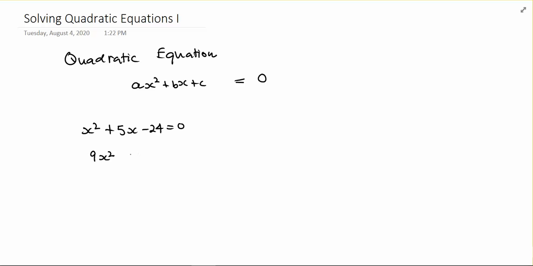9x squared equals 27x. So what makes something a quadratic is the fact that the degree of the polynomial, another new old word, degree, is 2, right? So the highest degree of the polynomial is 2. The degree of the polynomial is equal to 2, and we have one variable as far as we are concerned in this class.